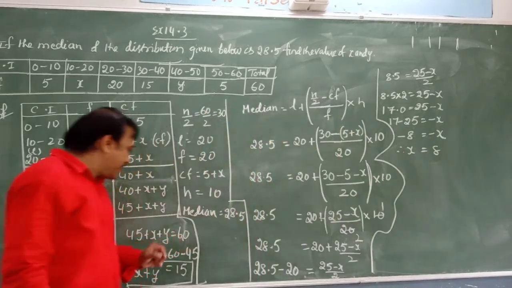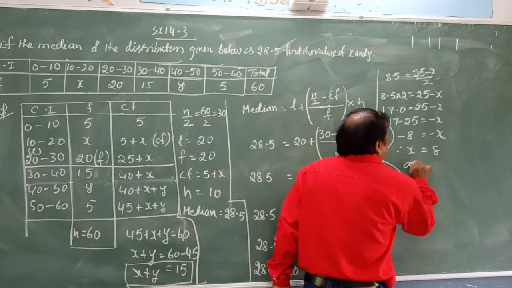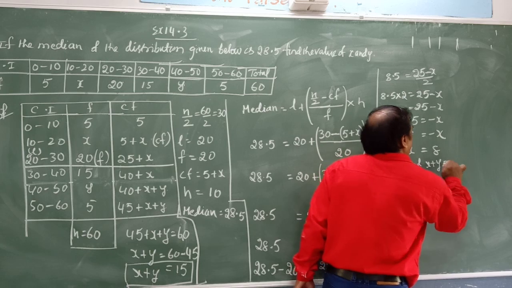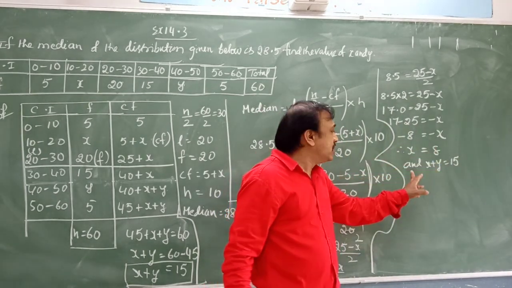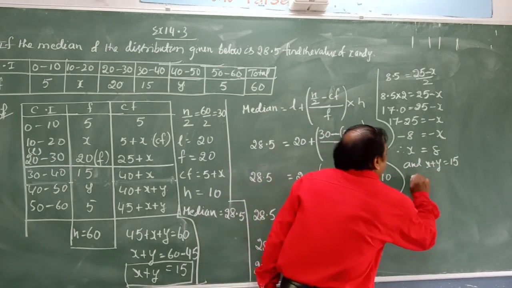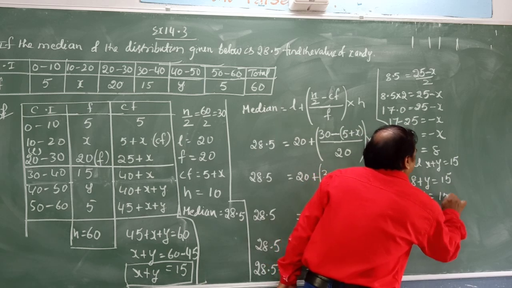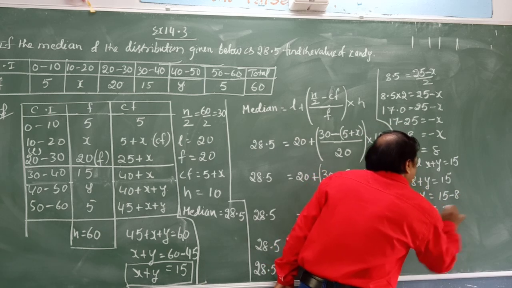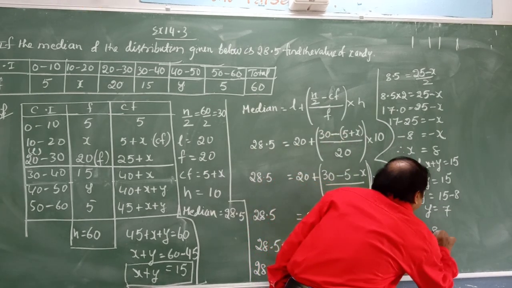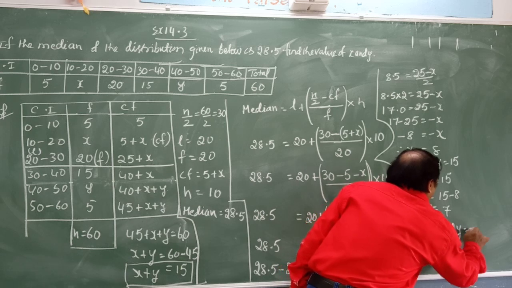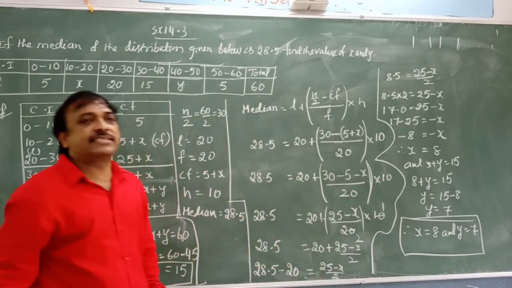Now you see we have x plus y is equal to 15. What x value did we obtain? We obtained x as 8. So x plus y is equal to 15. Therefore 8 plus y is equal to 15. Then y is equal to 15 minus 8, which will be 7. y is equal to 7. Therefore x is equal to 8 and y is equal to 7. These are the missing frequencies in the question.